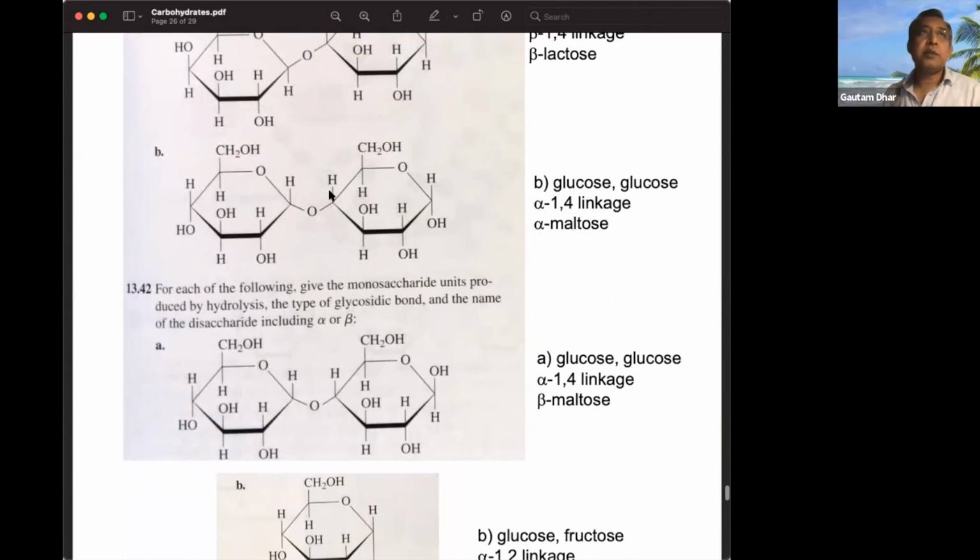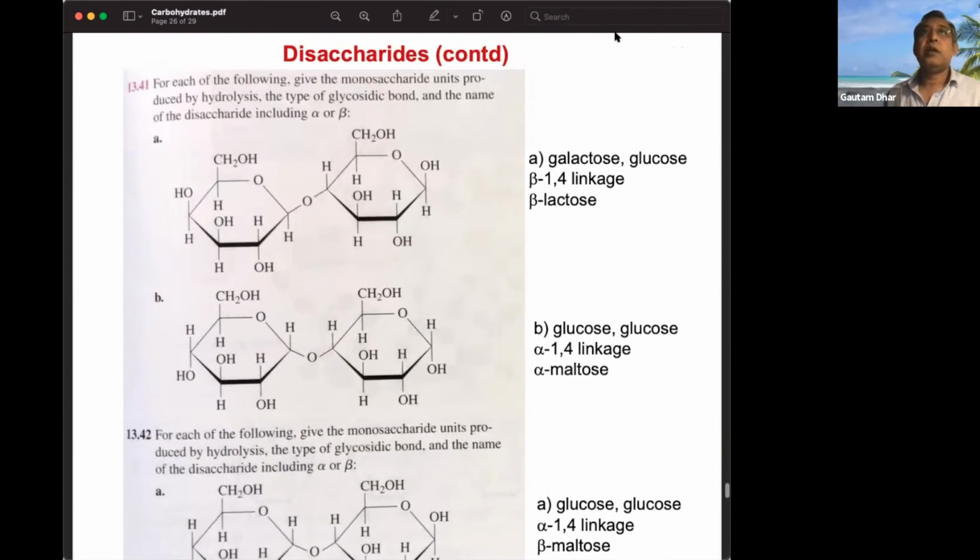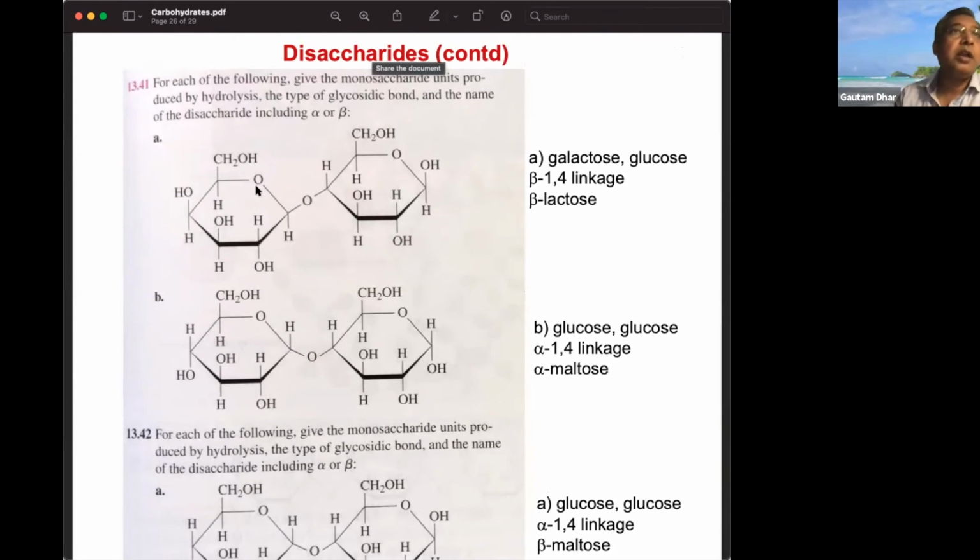Now, one important thing is numbering. You have to learn how to number given a structure. Always start with the anomeric carbon, next to the oxygen, and then the carbon here: 1, 2, 3, 4. I'll give you a glucose unit and ask you to number it. You will definitely get that question, so please learn how to number. And here is 1, 2, 3, 4, 5, 6.